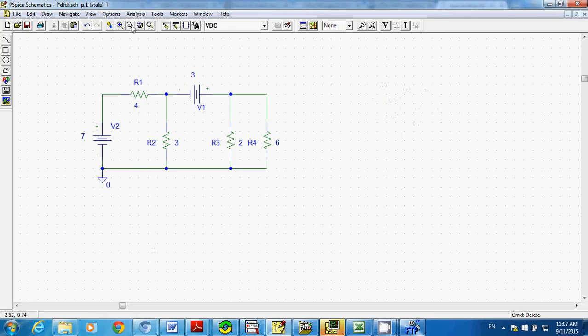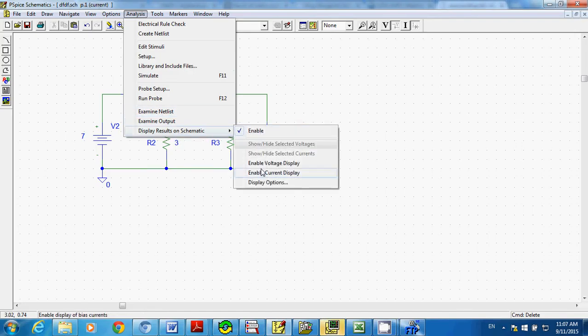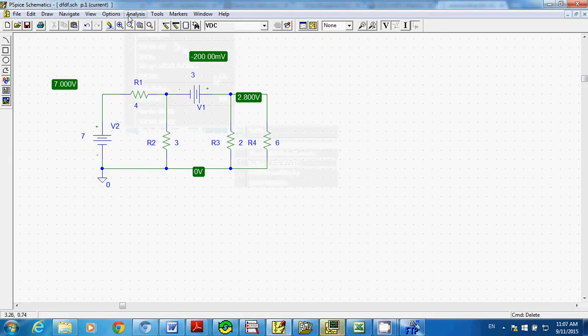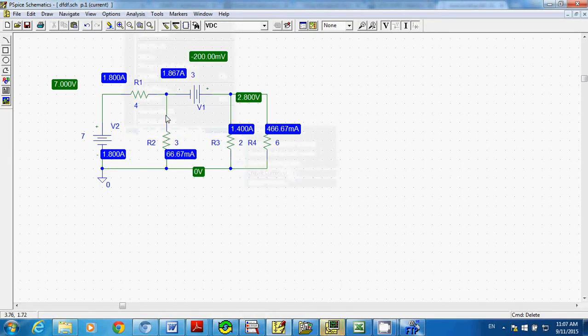Now let's do the analysis. After you save the file, you run the simulation, then go to the main menu Analysis, and to the submenu Display Schematic. If you want to see the voltage, you hit voltage display, and if you want to see the current, you hit current display. So these are all the voltages and the currents flowing in each resistor.